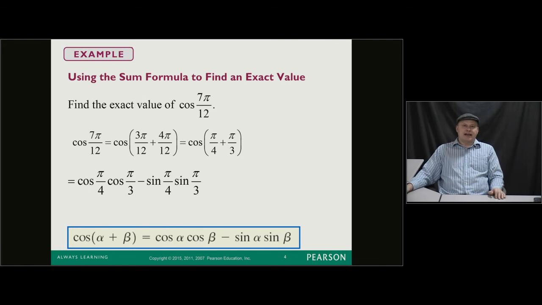So remember that the cosine of alpha plus beta is the cosine of alpha, cosine of beta, minus the sine of alpha, sine of beta. So I call it the first and second. So cosine of pi over 4, cosine of pi over 3.